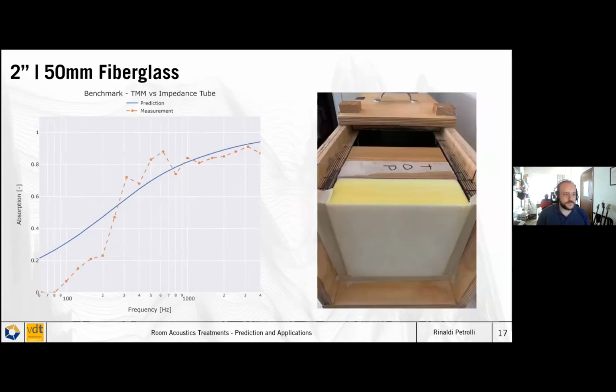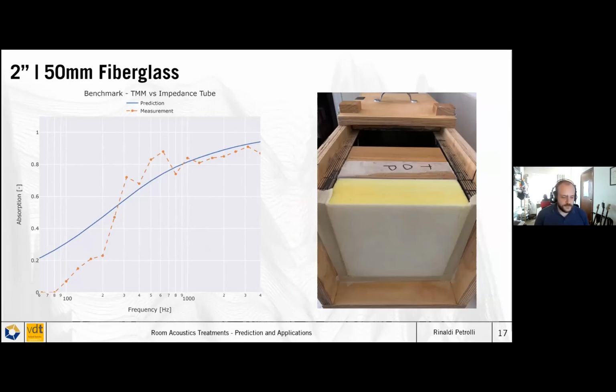And now let's analyze the porous material alone and see how that holds. So I have a couple of benchmarks of this. This is the first one of them, which is just 50 millimeters of fiberglass, plain and simple. And it's interesting to see that the prediction agrees quite well until about 300 hertz.